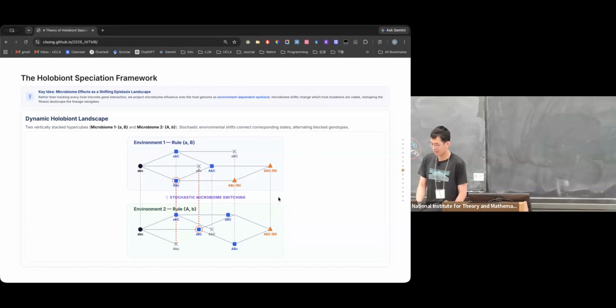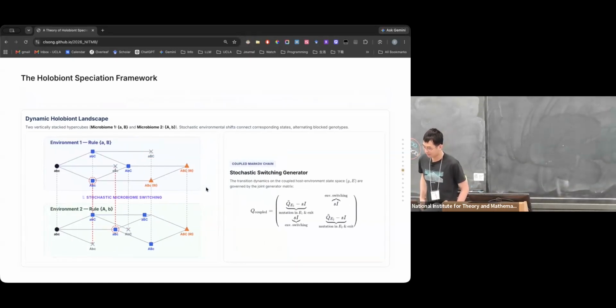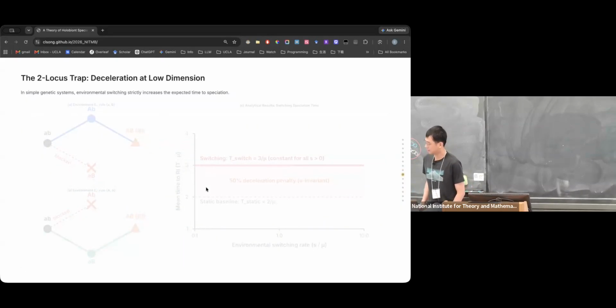Now we have these two layers of the landscape. With the change of the microbiome, we essentially have a random walk along these two layers with a switching process happening. Similar to the traditional approach in modeling the BDM model, we can calculate the first passage time, how long it takes for speciation to happen. Mathematically, this is modeled as a special class of Markov process, so this model is exactly solvable for a large class of parameters. And here are the key results.